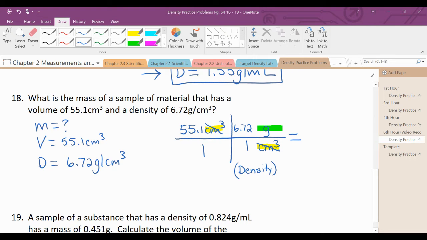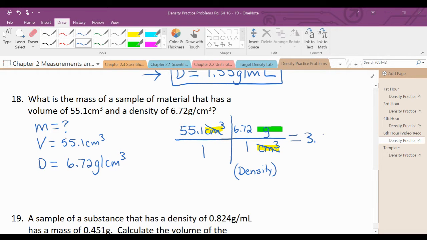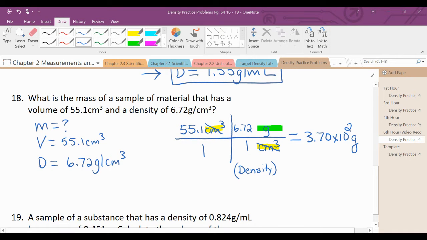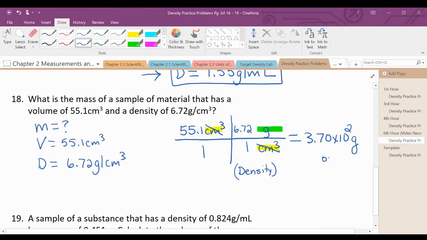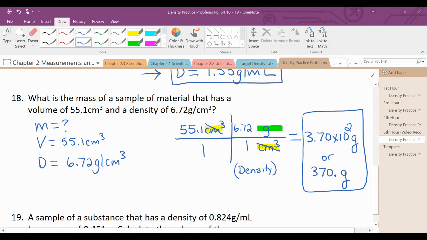I have 3 sig figs for my volume. I have 3 sig figs for my density. You should have 3 sig figs for your mass, because you had 3 for your volume and you had 3 for your density. If you left your answer as 370 grams, that would only have 2 sig figs. You would have to write 370 with a decimal point to give 3 sig figs. I would expect to see the work that I have here for these problems, and you do have to use dimensional analysis to solve these problems.